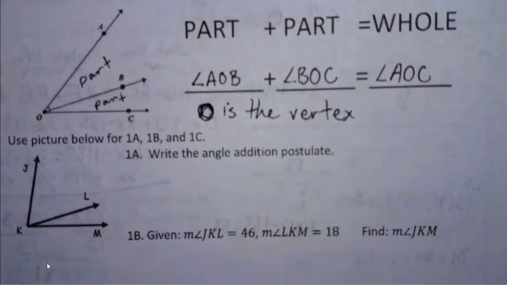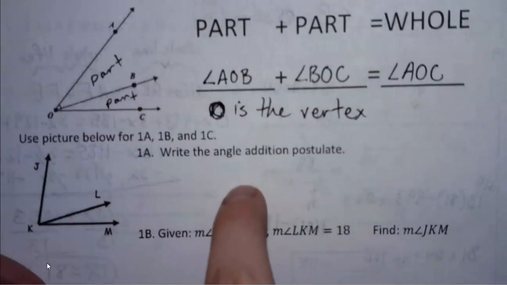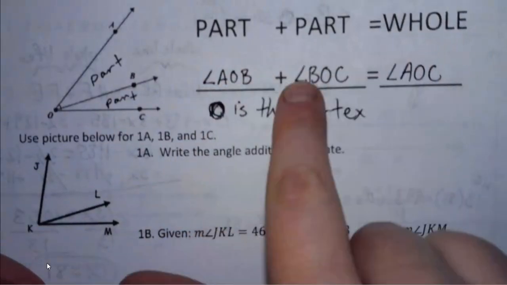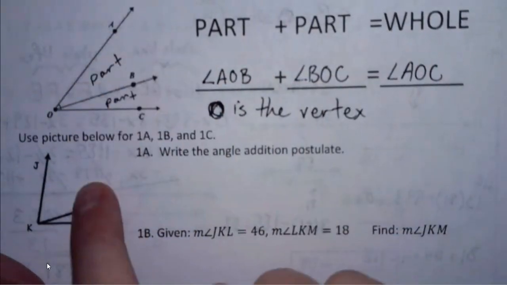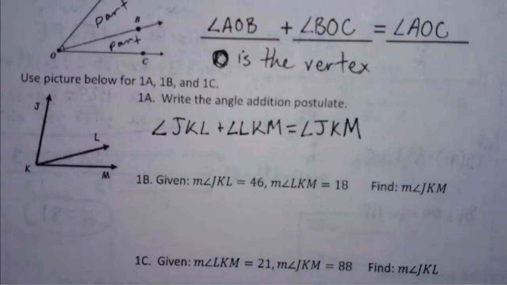All right, let's go on to the next one. What I'm going to have you do is pause real quick and write the angle addition postulate for this picture. All right, so it's JKL plus LKM equals JKM.